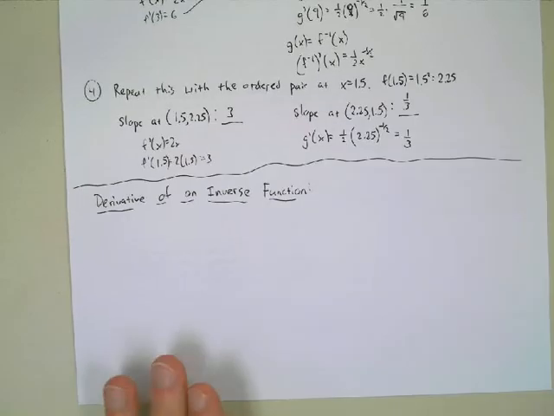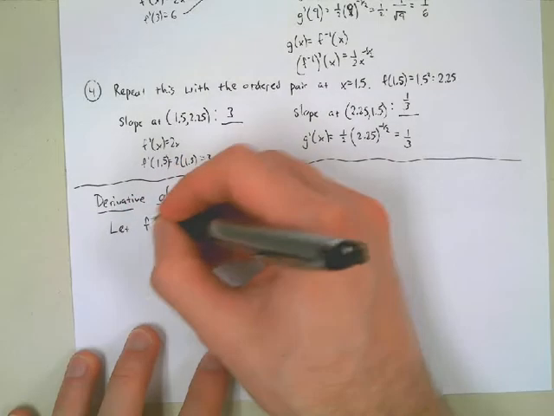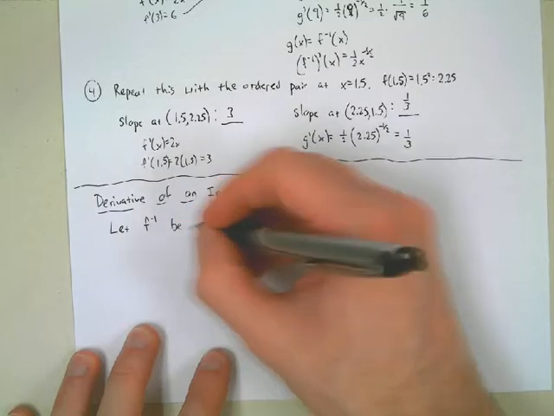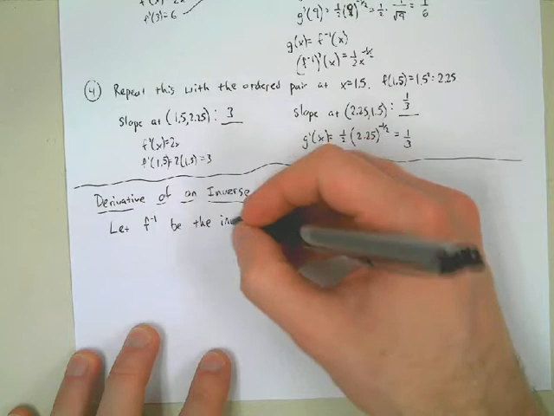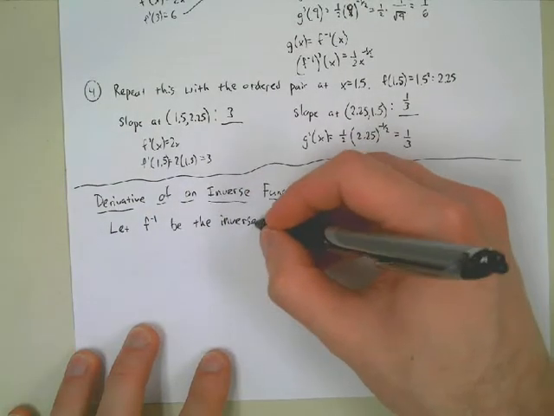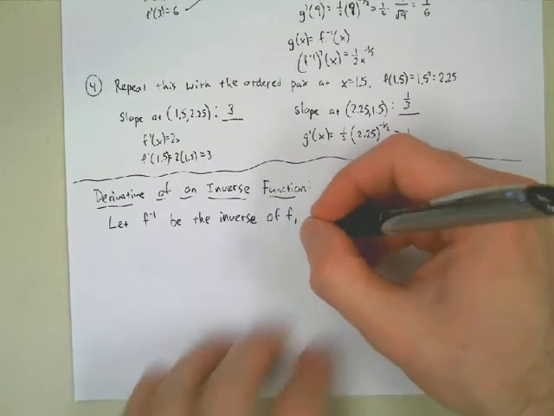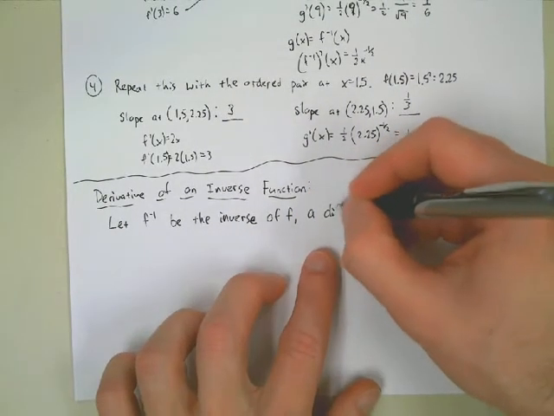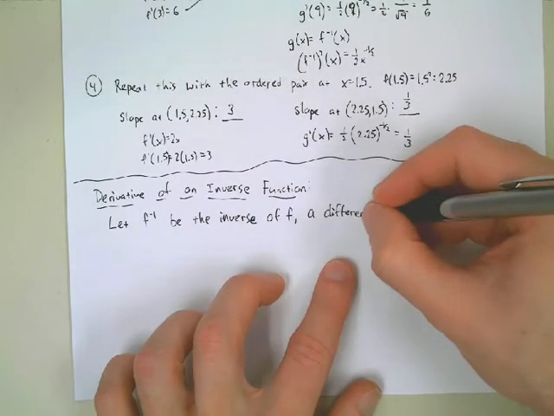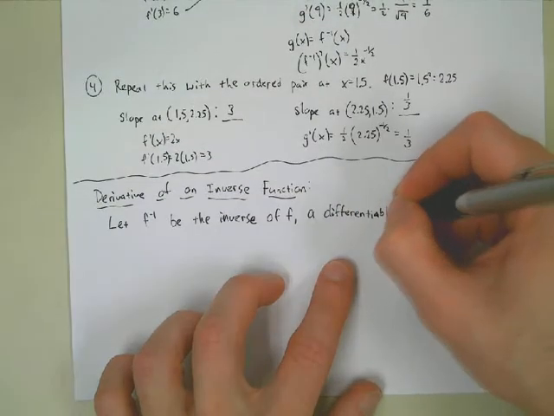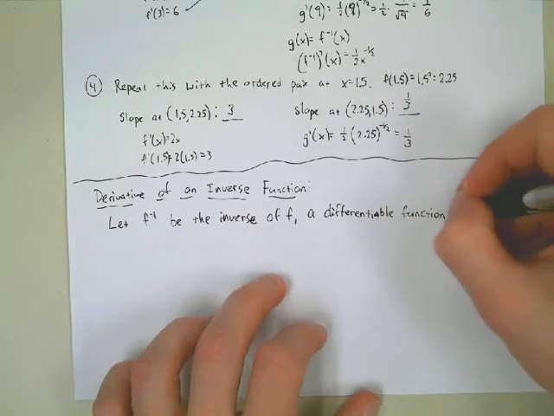So here's the calculus. Let f inverse be the inverse of f. Seems kind of redundant when you say it, but believe it or not, that's how it's written in the book. We're going to let f be a differentiable function. So let f inverse be the inverse of f, a differentiable function.